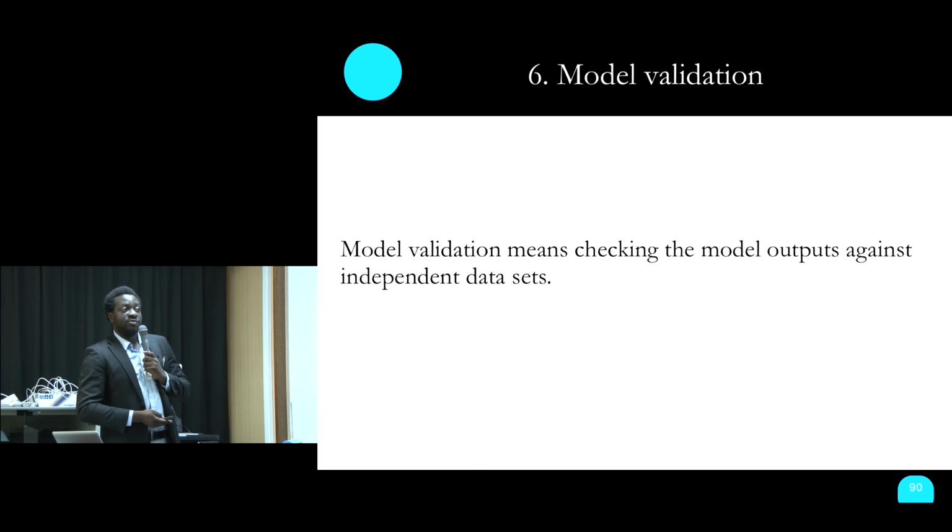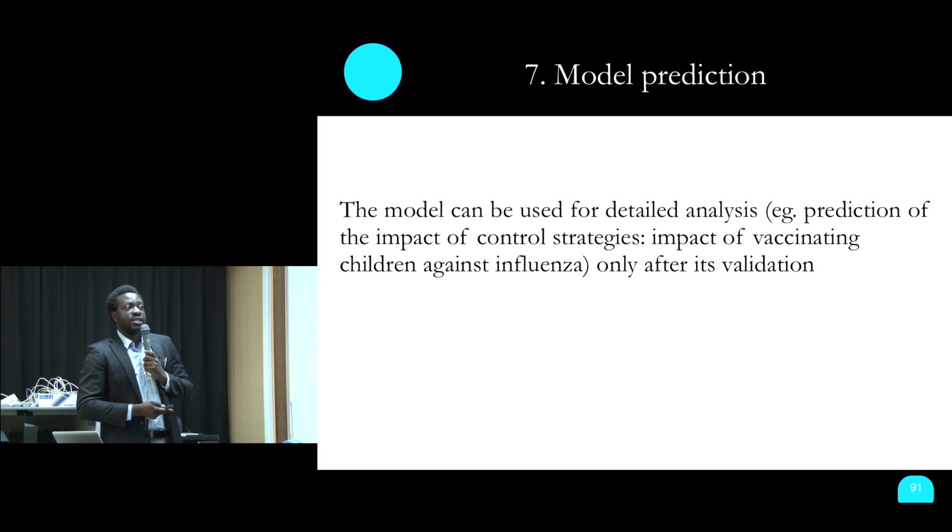Then we have the model validation. As I said, model validation is the stage where you compare the results of your model with other models that are looking at the same thing. And then you can use your model for prediction, to see how many people change in each of the boxes: infectious, susceptible, and immune.